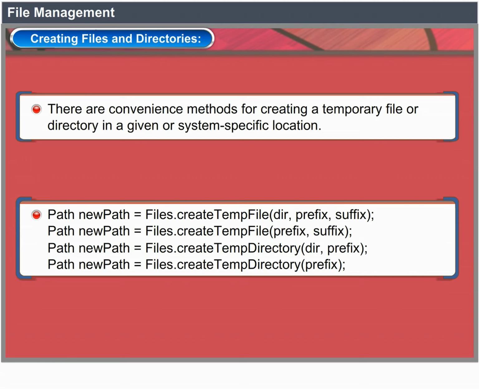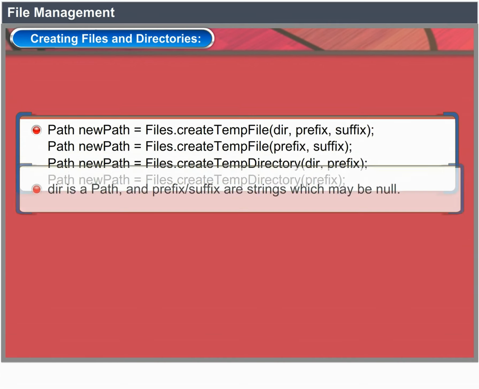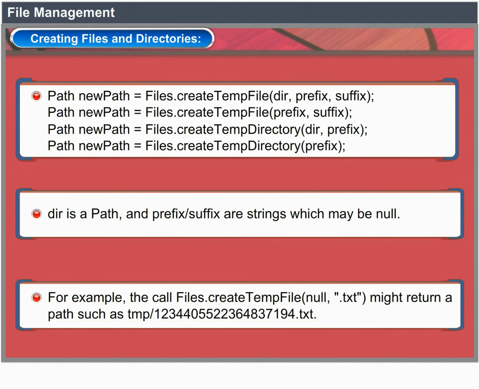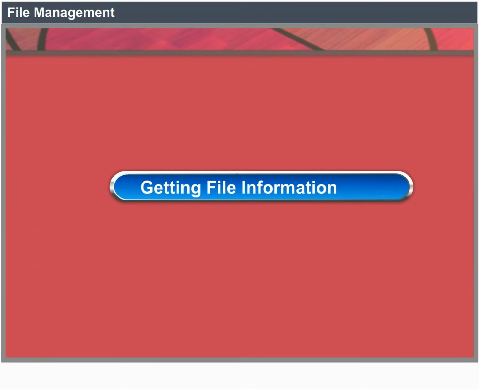Path newPath = Files.createTempDirectory(prefix). Here dir is a Path, and prefix and suffix are strings which may be null. For example, the call Files.createTempFile(null, ".txt") might return a path such as /tmp/1234405522364837194.txt. Getting file information.